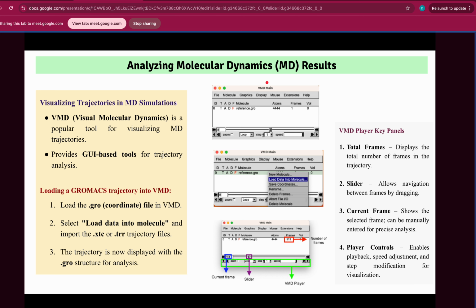We can use different tools to visualize these results, such as VMD, in which we can load the MD trajectories and compare them. These are some of the steps which you can follow. You can upload this GRO file, which is the coordinate file, in VMD. You can load the data. These are the trajectory files, and now the trajectory will be displayed for analysis. By following the steps, you can compare the structures and understand how the molecular dynamics simulation is bringing about protein conformational changes.